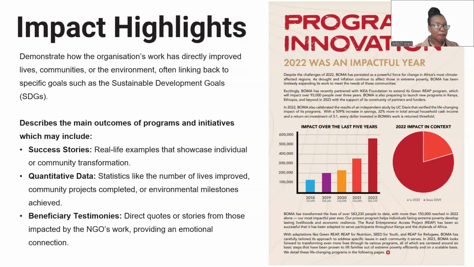After our program performance, the next step, which you should be able to have, is the impact highlights. And impact is really just about showing your success. This is where you're able to front yourself and you're able to share your success and what you've been able to do in that given year. So it demonstrates how the organization's work has directly improved the lives in the community and the impact that you've been able to have. Again, how do we express impact?